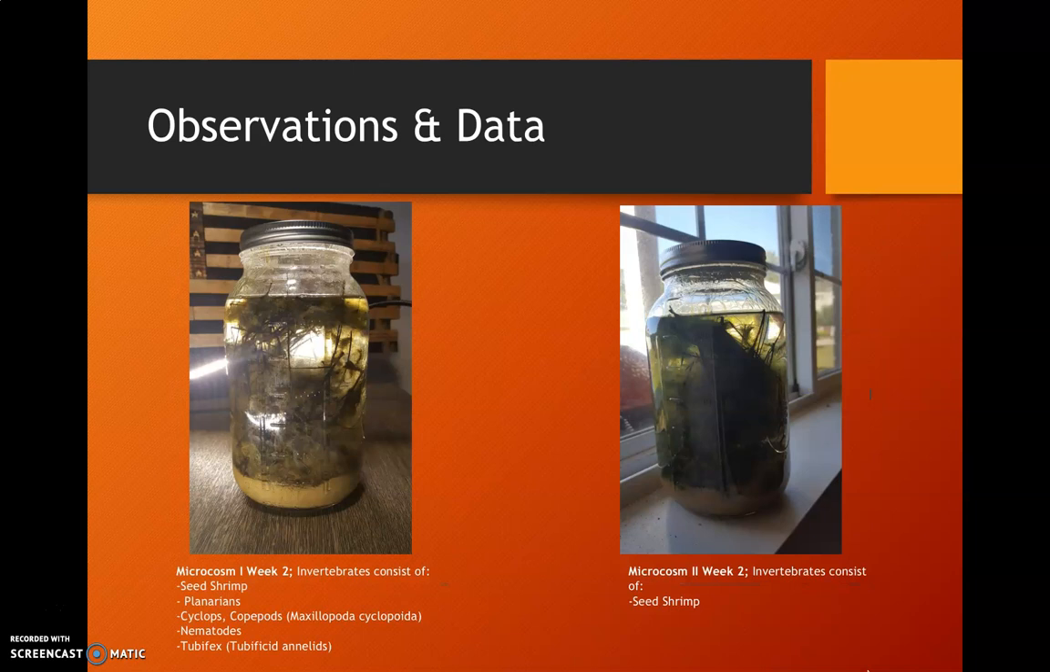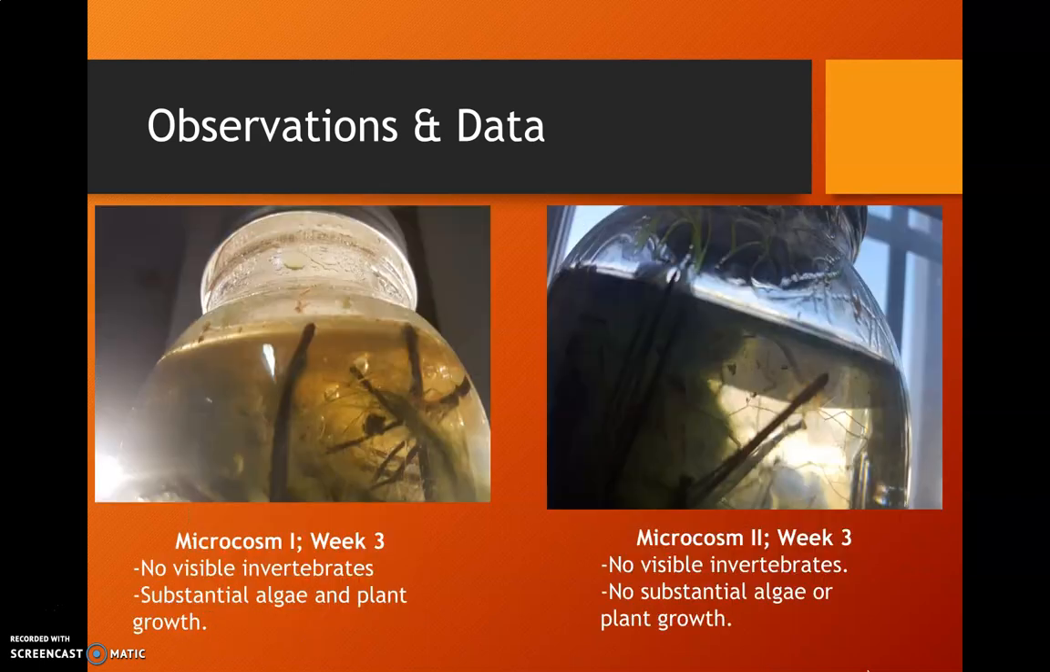Microcosm I, week 2. Invertebrates consisted of sea shrimp, planarians, copepods, nematodes, and tubifex. Microcosm II, week 2, invertebrates consisted of only sea shrimp. Microcosm I, week 3, there were no visible invertebrates. However, there was substantial algae and plant growth. Microcosm II, week 3, no visible invertebrates and no substantial algae or plant growth.